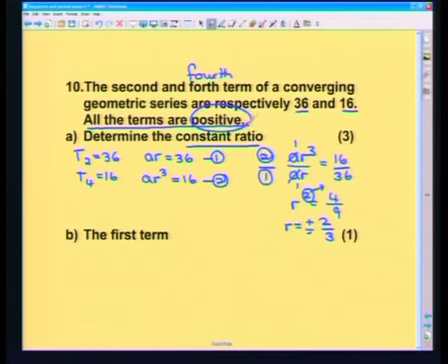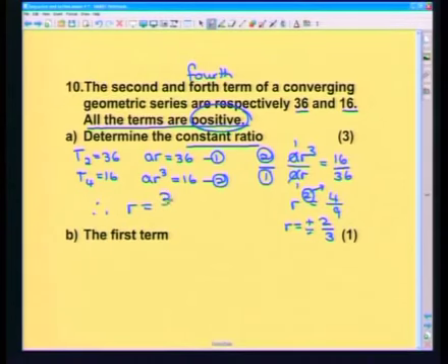However, they told me all the terms are positive. Now, if you have an R that is negative, can the terms be all positive? Obviously not, because the positive times the negative will give me a negative, and so it won't work. So I can know that the only R I'm interested in, because it's the positive, is the positive 2/3. All terms positive. Right, the next question says, find the first term.